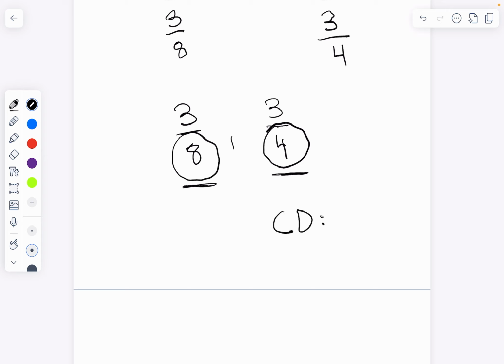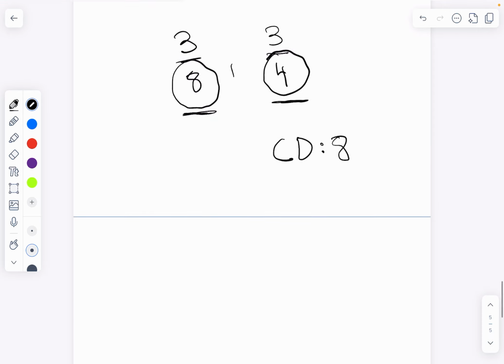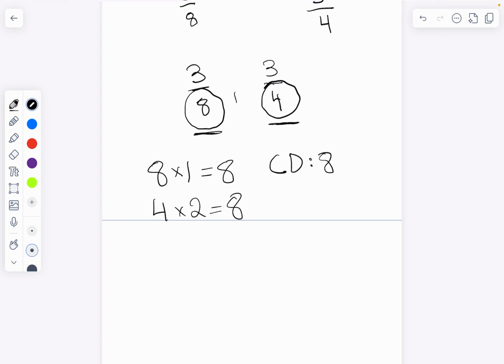Now why is it 8? The reason why is because 4 can get to 8, but 8 can also get to 8. How can 8 get to 8? 8 times 1. 8 times 1 equals 8. How can 4 get to 8? 4 times 2 can get to 8. So our common denominator sits at 8. Therefore, we don't have to touch this fraction at all. In some cases, you do.